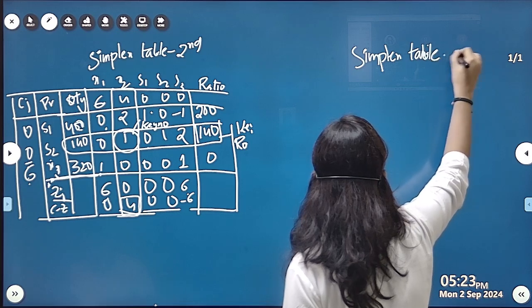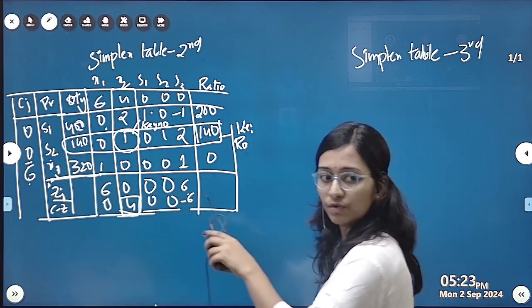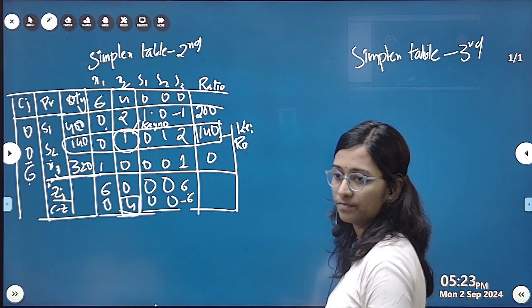You need to do these tables till all the slack variables are gone and you get the values for those variables. Okay.